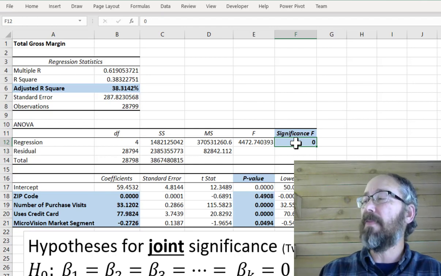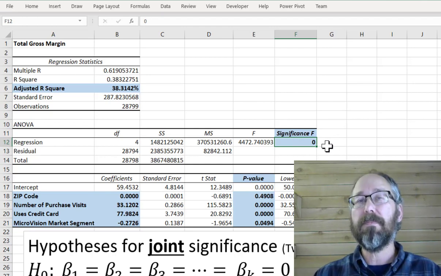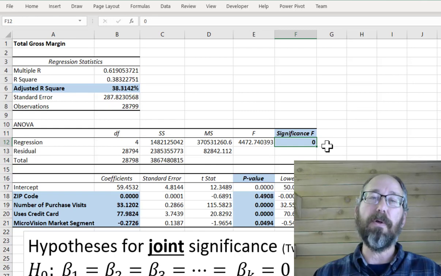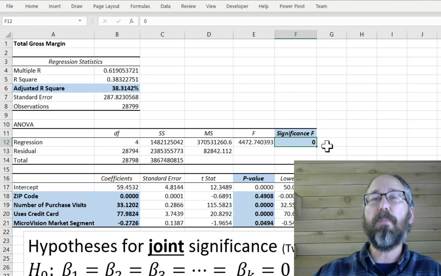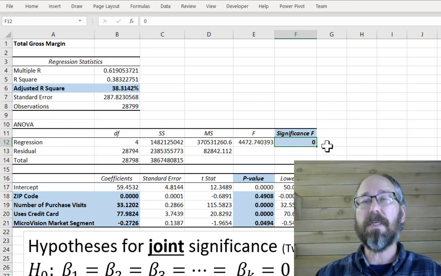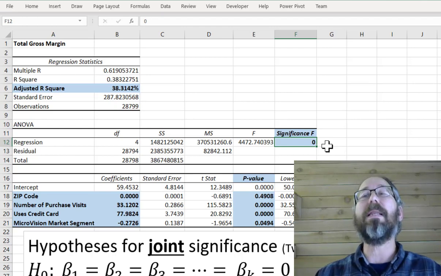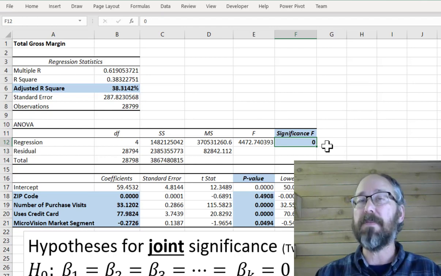Now, obviously, if this was greater than 0.05, then we would have to accept the null hypothesis and say that this group of predictor variables, remember this is joint significance. So if it was greater than 0.05, we would have to conclude that they are not jointly significant in determining or explaining the response variable.